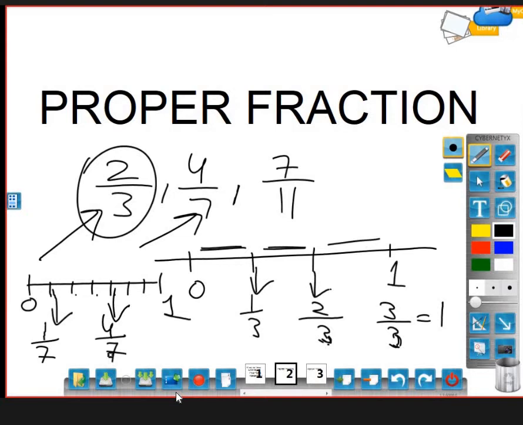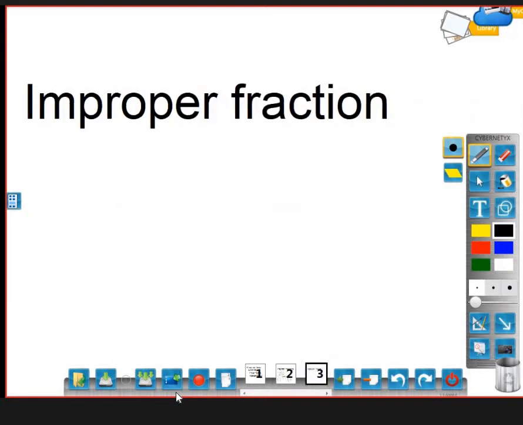Now the second part, improper fractions. First we take examples of improper fractions: 7 upon 3, 9 upon 4, 11 upon 7. These are all examples of improper fractions. An improper fraction is one where the numerator is greater than the denominator. In this way you can recognize an improper fraction.